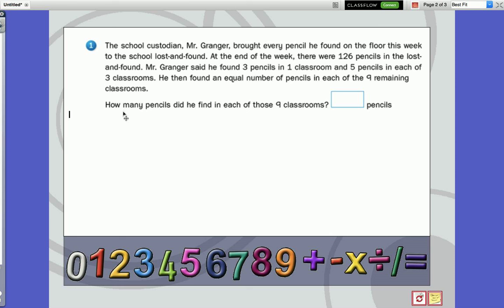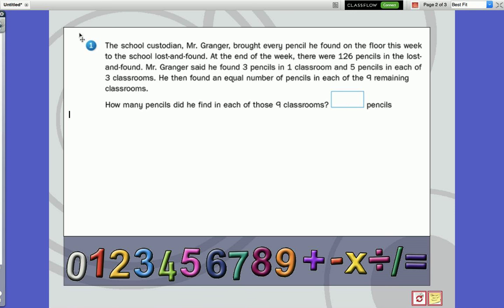Mr. Granger said he found 3 pencils in one classroom and 5 pencils in each of 3 classrooms. He then found an equal number of pencils in each of the 9 remaining classrooms. So what we have to solve is how many pencils did he find in each of those 9 classrooms.